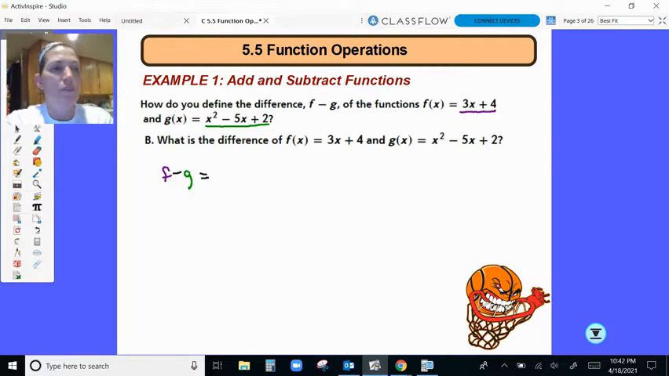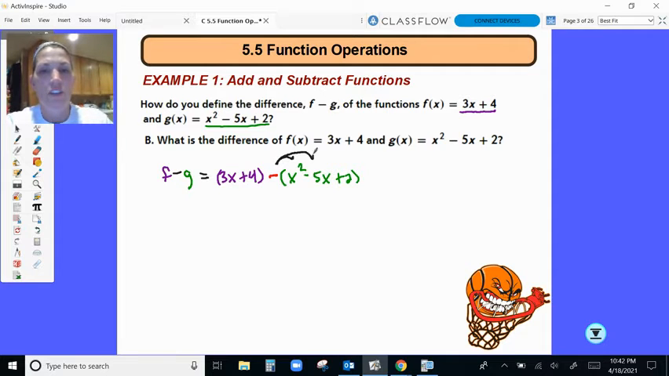We take our function f up here, which is 3x plus 4, and we're going to subtract. This time instead of black, I'm going to use red because that always says, hey, watch out, we need to do something with that. We're going to subtract x squared minus 5x plus 2. Remember, when that negative is there, it has to distribute to every single term, not just the first term. So you need to watch out for that. That's going to be equal to 3x plus 4, and that becomes negative x squared plus 5x now, and minus 2.